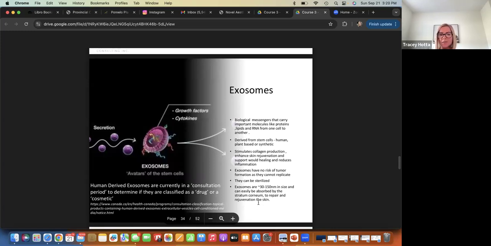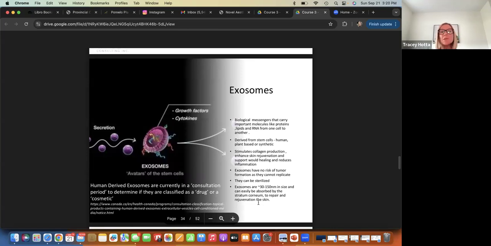They are derived from stem cells, whether that be human, plant-based, or synthetic. They stimulate collagen production, enhance skin rejuvenation, support wound healing, and reduce inflammation. Exosomes have no risk of tumor formation as they cannot replicate. They can be sterilized. They're 30 to 150 nanometers in size and can easily be absorbed by the stratum corneum to repair and rejuvenate the skin.